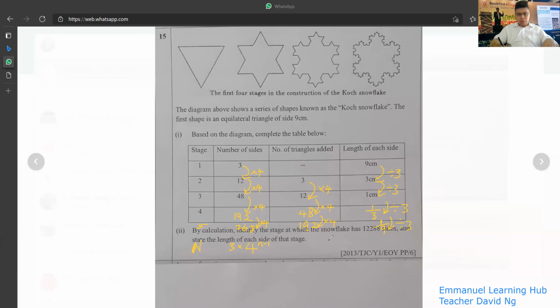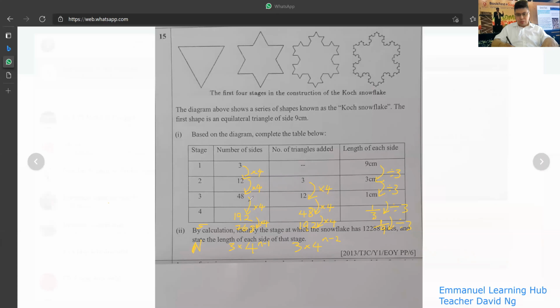Okay, now let's take a look at the number of triangles. If you notice, the numbers go 3, 12, 48, 192. They jump by 1 space. So you can actually follow this formula. If they jump by 1 space, it will be n minus 2, because they started from stage 2. Correct. They started from stage 2, so n minus 2.